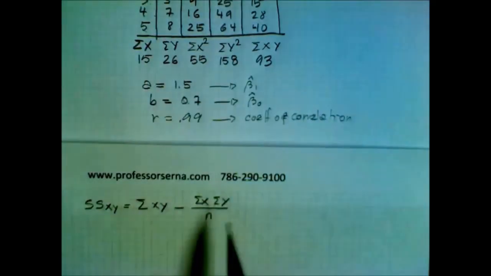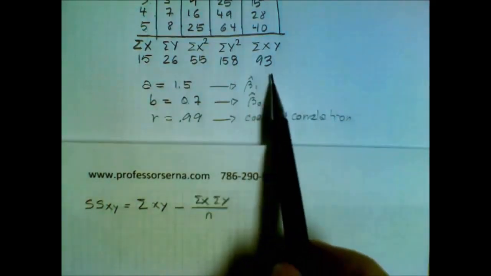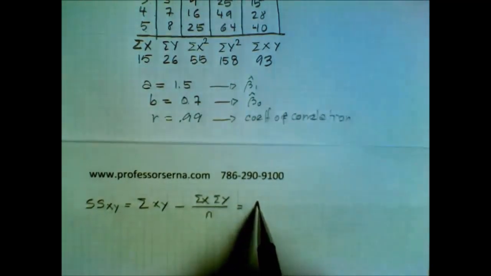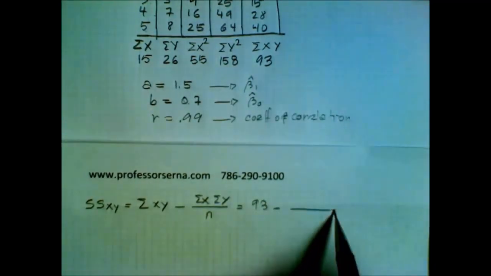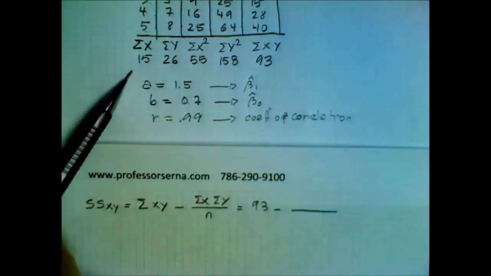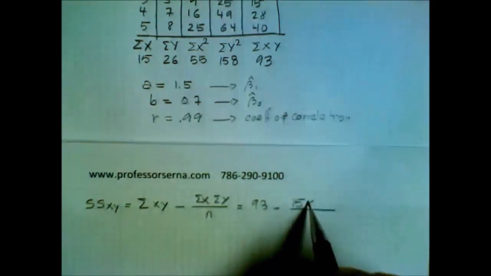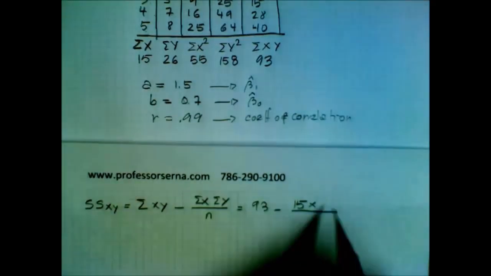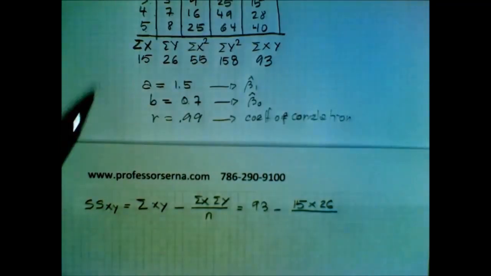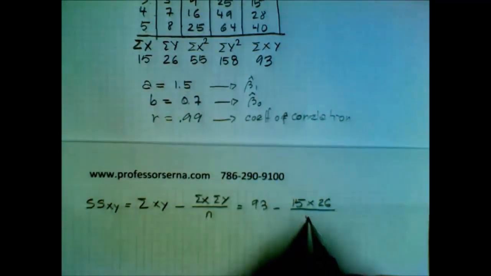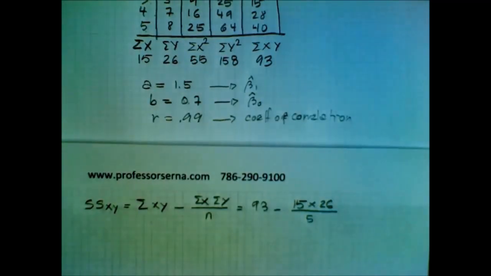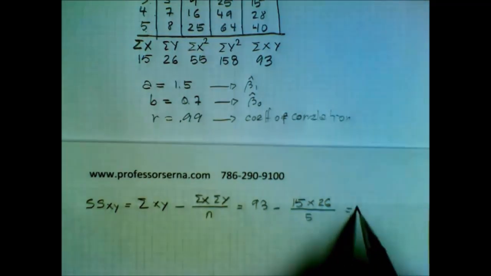Okay, so we already have that the sum of XY is 93. So I'm going to put in here 93 minus the sum of X, which is 15, and the sum of Y, which is 26. And N is 5, because we have 5 pairs of values. So what is that? Let me do it with the calculator. 93 minus 15 times 26 divided by 5 gives me 15. Okay, so we have SSXY.